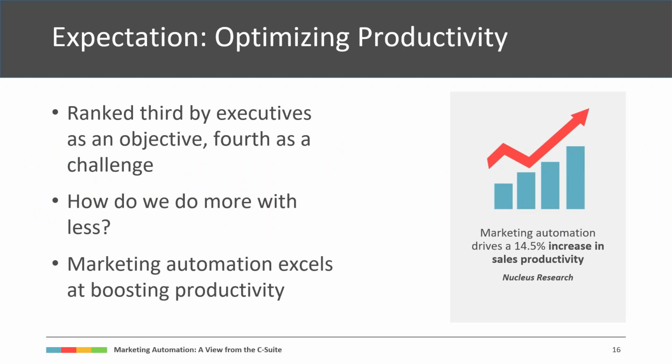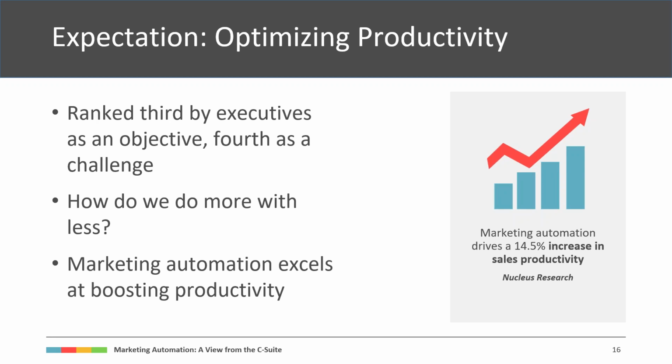All right, so let's go ahead and talk about satisfying the expectation of optimizing productivity. So as you can see in this slide, in the statistic here, it says marketing automation drives a 14.5% increase in sales productivity. That's pretty good. Just think about, if you could increase your sales reps' productivity by 14.5%. You're probably scratching your head and thinking to yourself, yeah, right, that's never going to happen with our sales guys or salespeople. Let's just say salespeople.